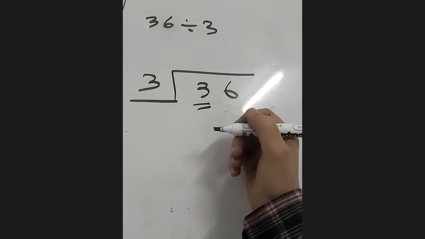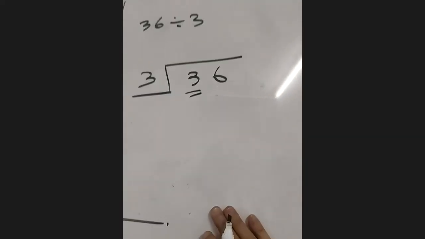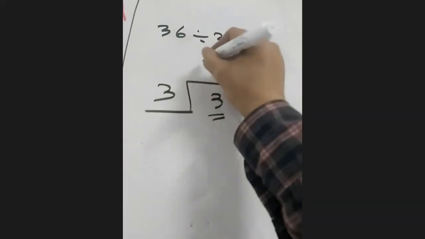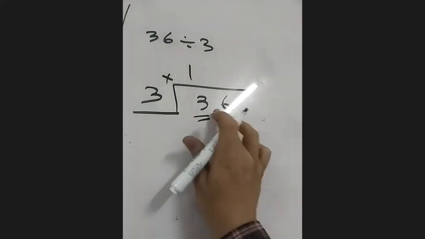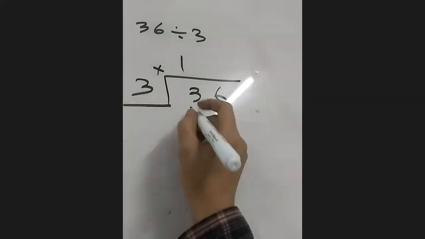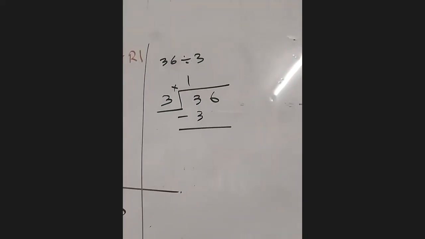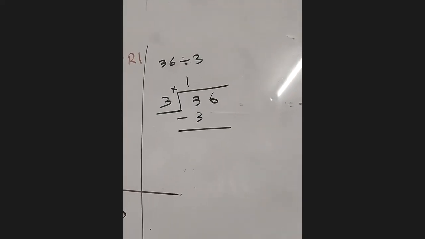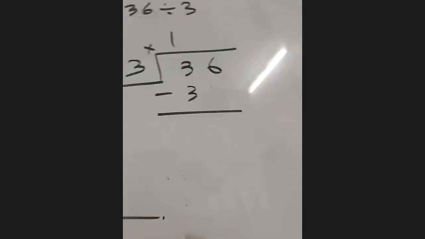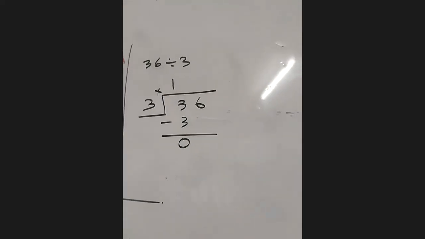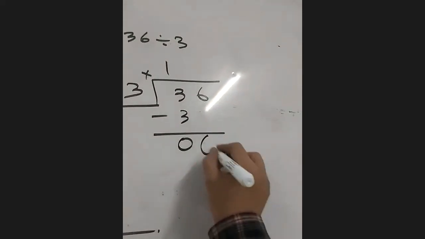Where will I put the 1? Up. Here, 1. Now do multiply. 1 multiply 3 is 3. Now what do we do? Minus. 3 minus 3 is 0. Next, what will I do? We'll put the 6 down. Now we have the number 6.